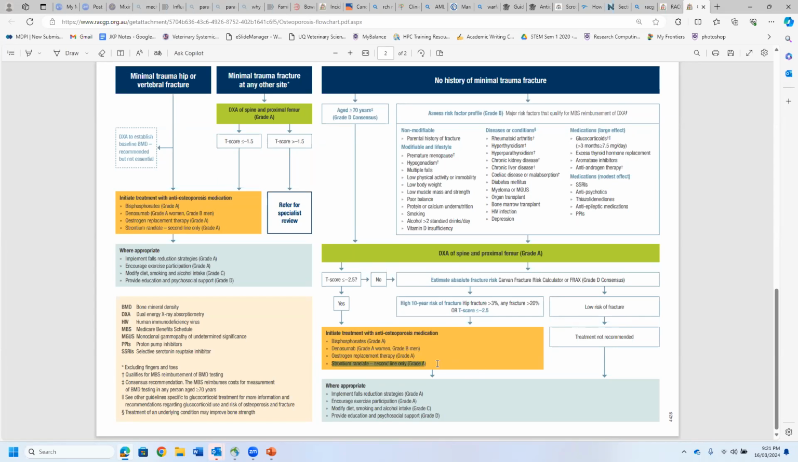And third line is strontium ranelate if there are contraindications to bisphosphonate use, because you can't give bisphosphonates in patients who have gastritis, oral ulcers, or gastric ulcers, or patients who have osteonecrosis of the jaw. Especially denosumab can't be given in that as well. But in those patients, you can try strontium ranelate instead of bisphosphonates.